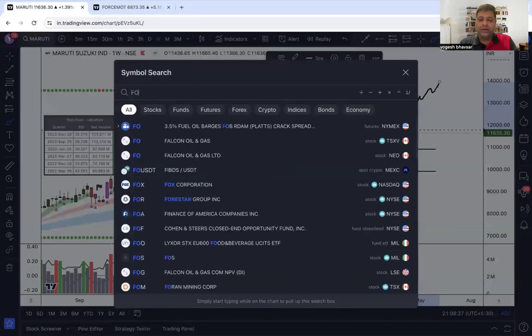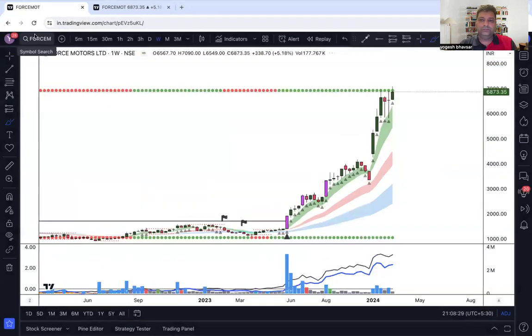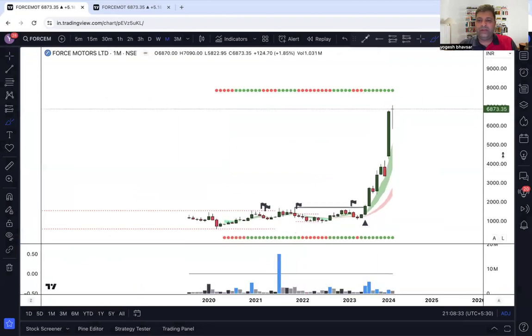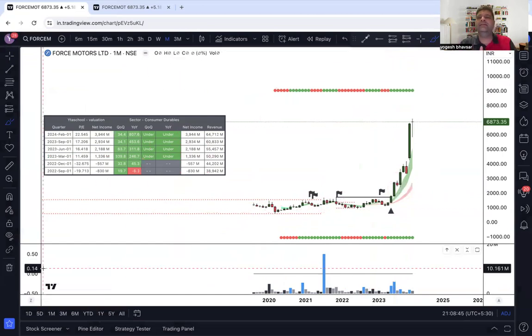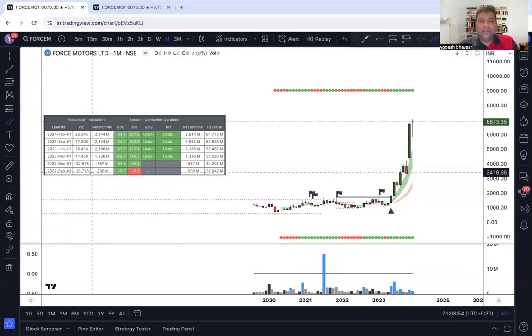What happened in Force Motors right now? See, on the monthly time frame, we had this wonderful gap already created in this area. Now, once we know what the trend is, you have done your fundamental analysis, you have done your sector analysis, you have observed all that is happening in Force Motors. What do you see? This negative 830 million company has made a net income of positive 3,994 million. So it was bound to have such a big jump, a negative company converting into a positive company.